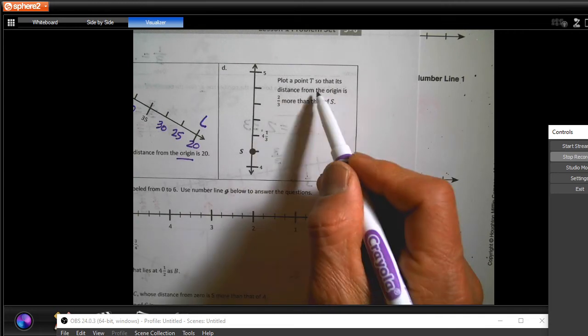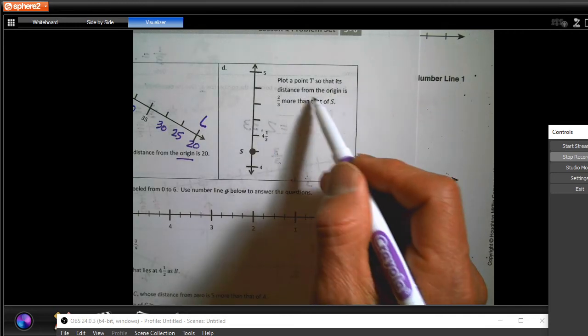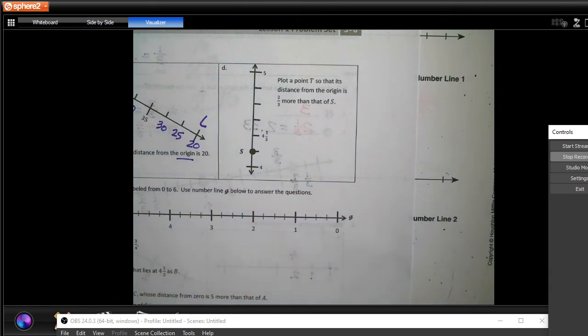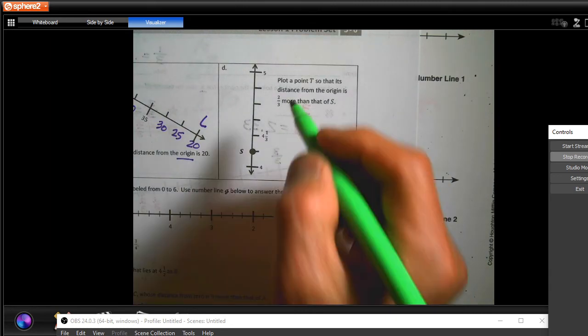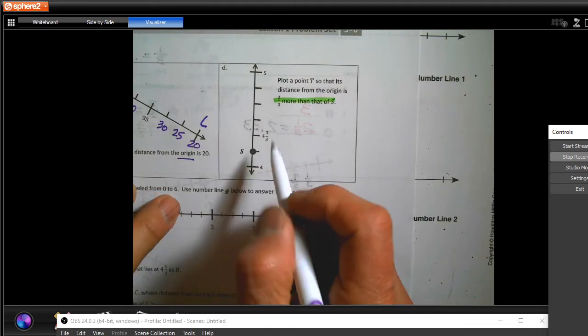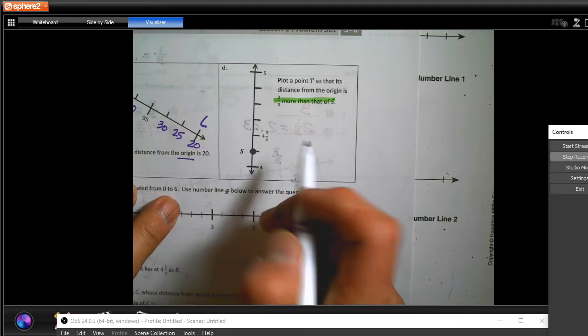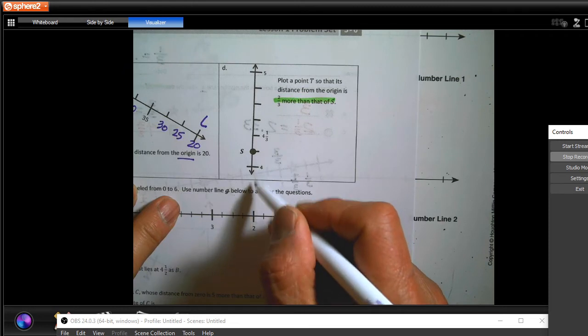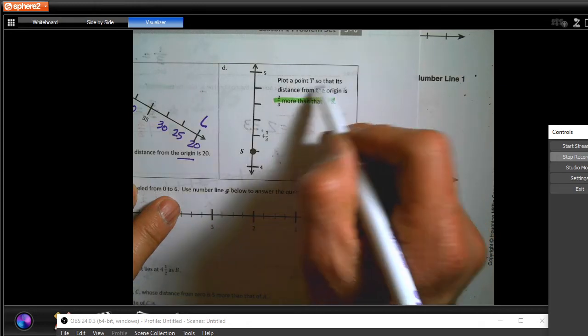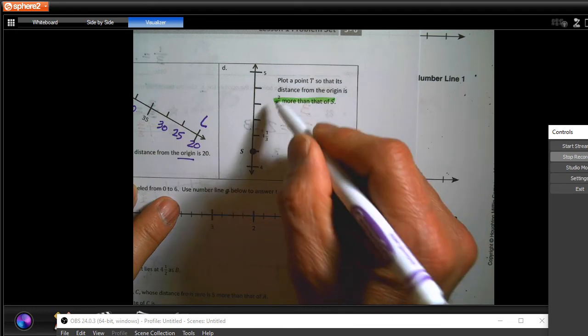Plot a point T so that its distance from the origin is 2/3. Okay, so it's 2/3. Oh, look at this. This is a little tricky. You have to read this carefully. It says it's 2/3 more than that of S. Okay, so let's see, where is the origin first? The origin must be before the number 4. So the origin comes from here, from the 4, and it says that T's distance from the origin is 2/3 more than S.